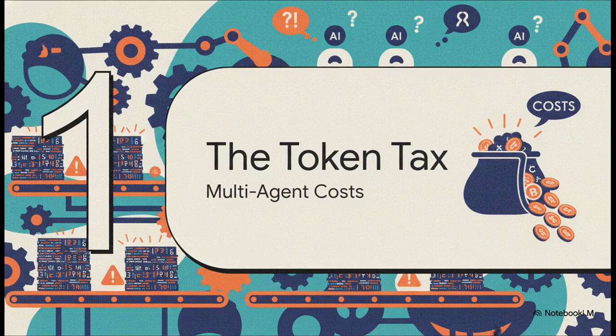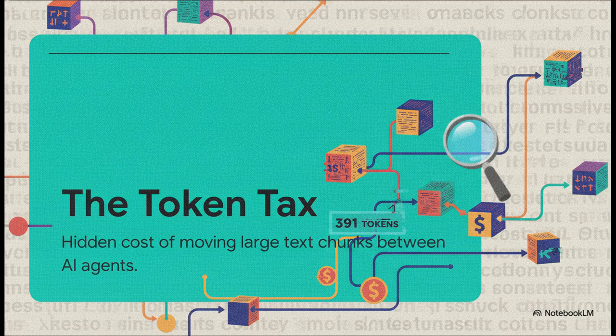Section 1. The multi-agent token tax. We really need to define what exactly goes wrong when an assembly line of AI agents relies entirely on bloated, raw text. And this brings us to the core of the problem, the token tax. In a multi-agent graph, every single hop between your agents usually requires resending massive chunks of context. In real benchmarks, a typical inter-agent hop using raw text can easily exceed 391 tokens per transfer.